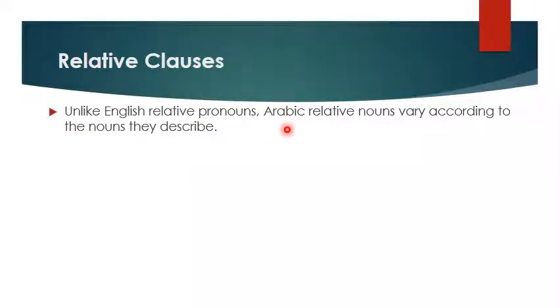So what does this mean exactly? It means that Arabic relative pronouns are marked for gender and for number, unlike the case in English. English is only marked for whether the noun is animate or inanimate, because we use who with persons, and we use which with inanimate objects, something which is not alive. This is the only difference.